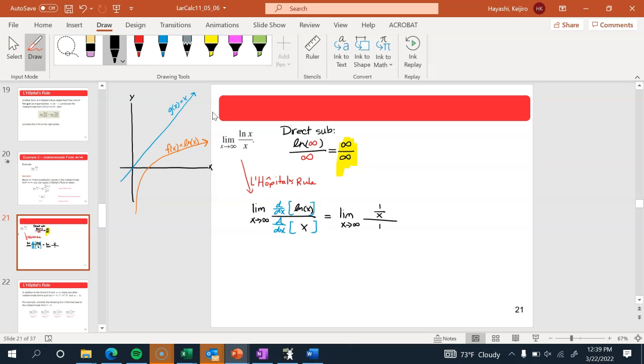And if you try plugging infinity into 1 over x, you're going to get 1 over infinity. Maybe there should be an arrow instead of a... Okay, which is just 0. So the limit is 0.